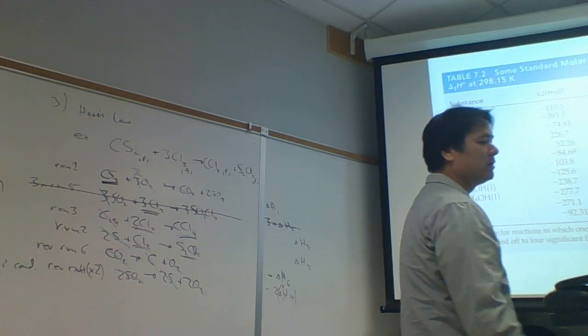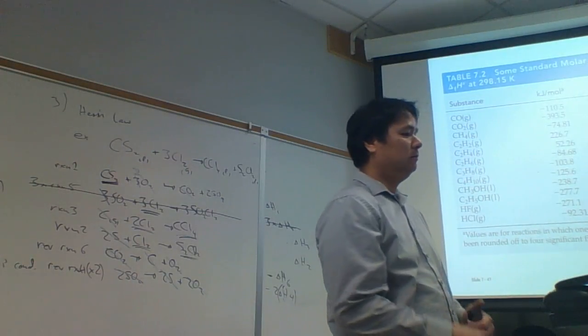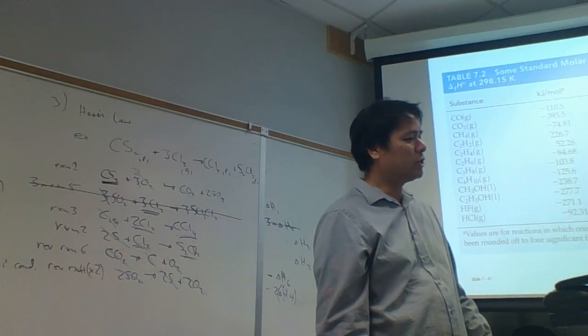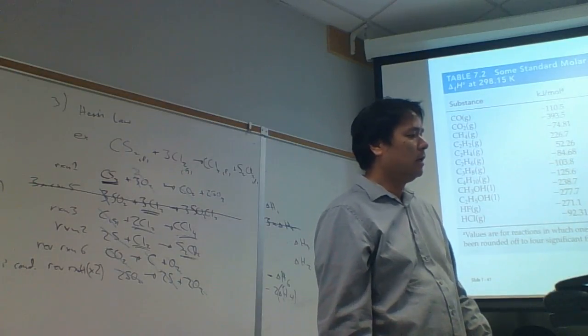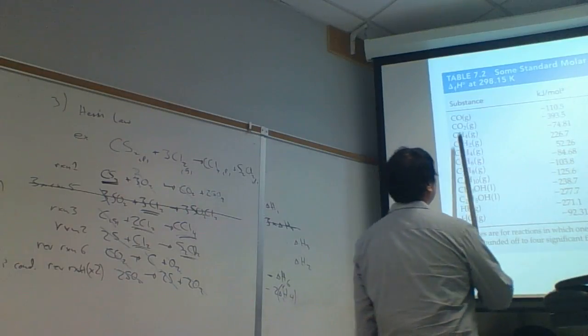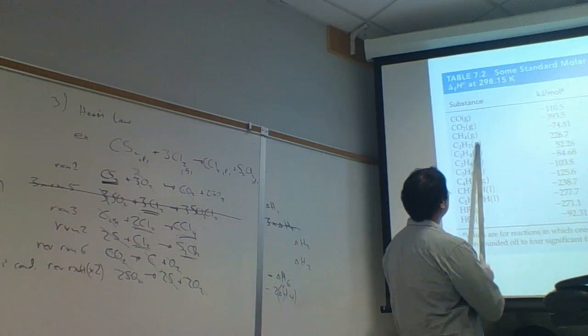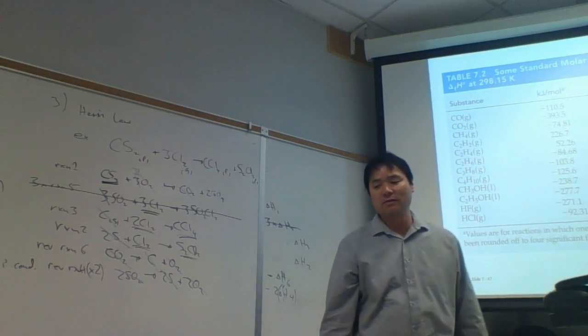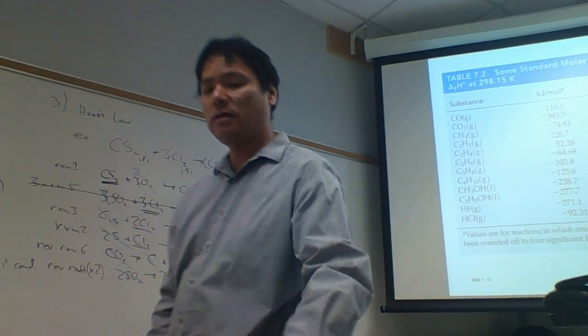And let's look at some values here. These are what we call standard enthalpies of formation. And these are all formation. Well, what are the reactions for this? So if we look at carbon monoxide, it doesn't cost you anything. You release this energy, 110 kilojoules.